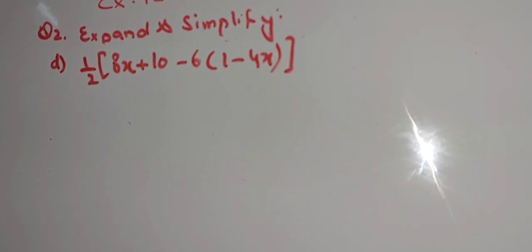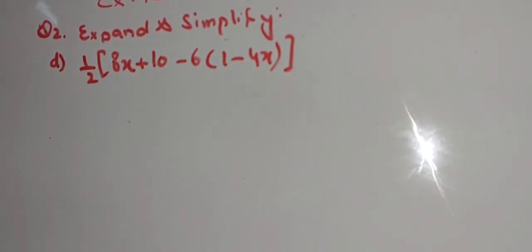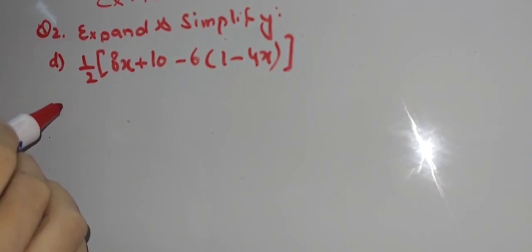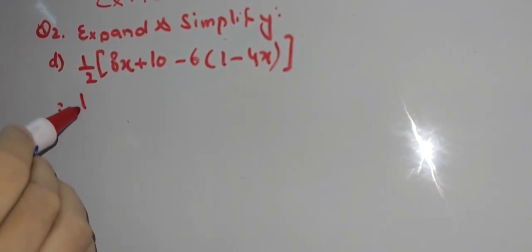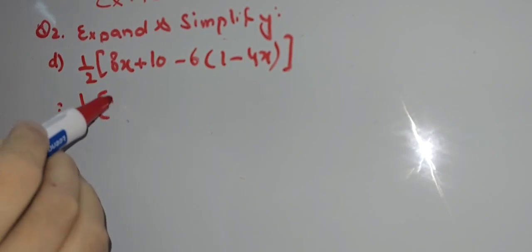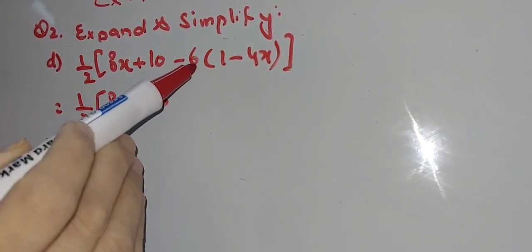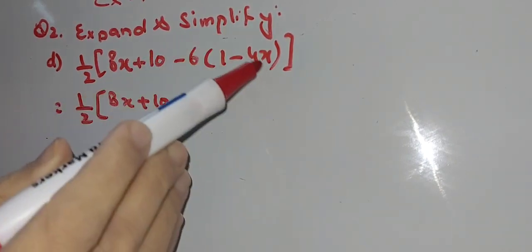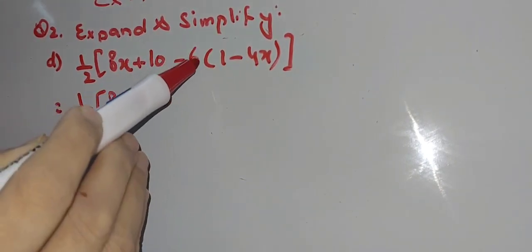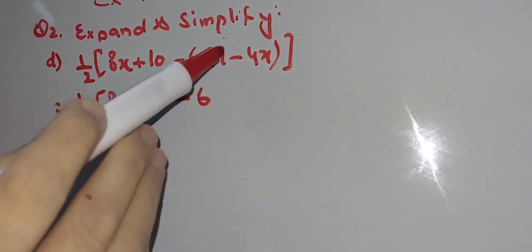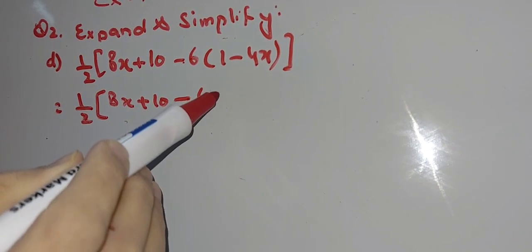D is 1 upon 2 bracket 8x plus 10 minus 6 bracket 1 minus 4x bracket close, and the big bracket also close. Now again we are going to solve by opening the small bracket. So we will write 1 upon 2 inside the big bracket, 8x plus 10 will come as it is, and this minus 6 is going to multiply both the terms inside the bracket. So minus 6 multiplied by plus 1 will become minus 6, and minus 6 multiplied by minus 4 will become plus 24x.